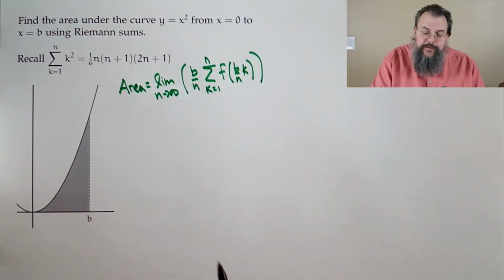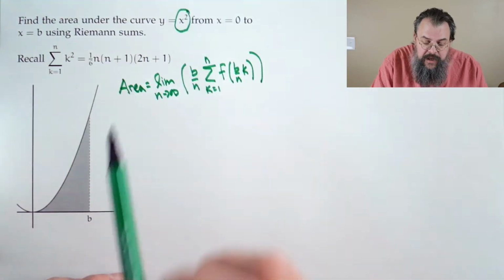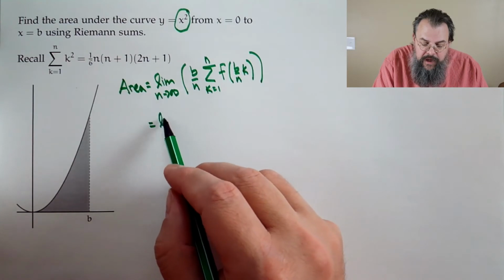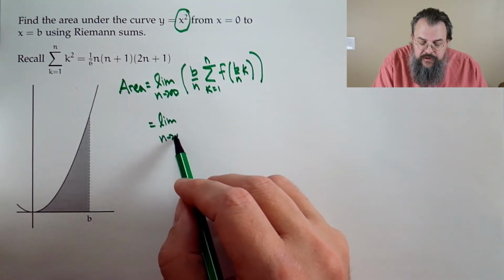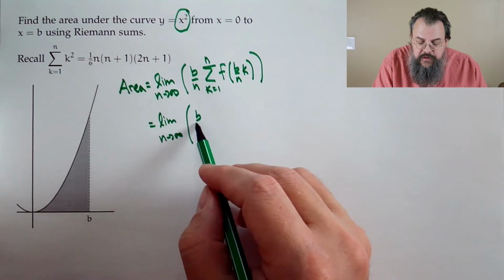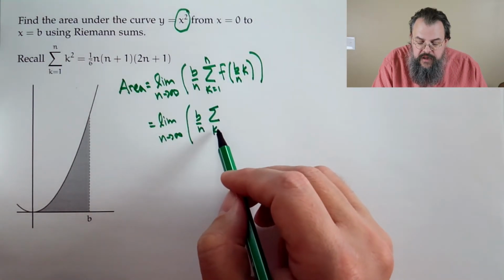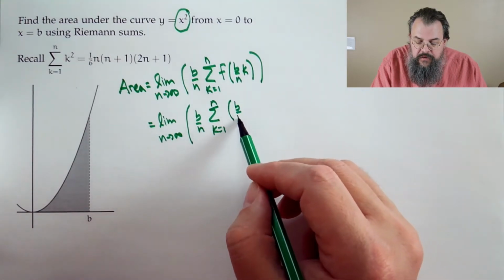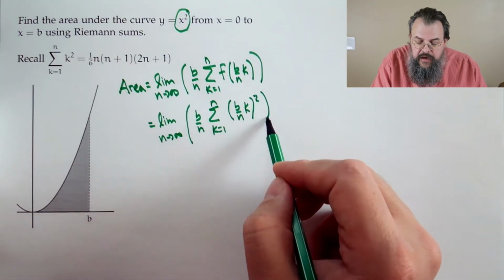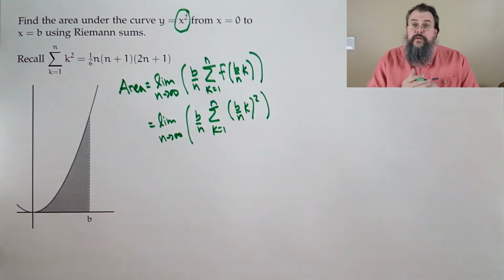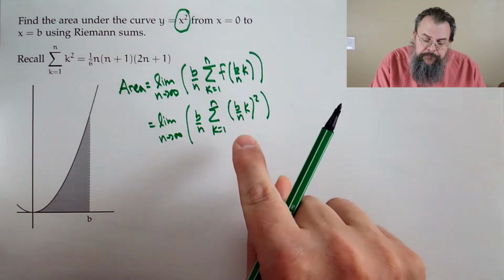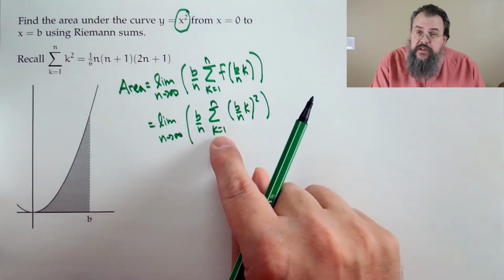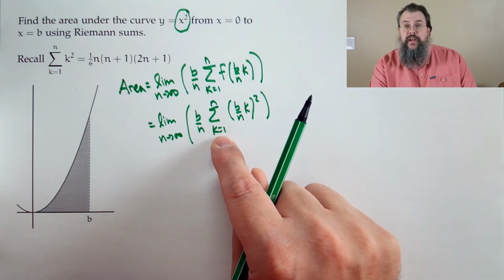All right, where our function is x squared. Well, all right, so we apply our function. Limit as n goes to infinity of b over n, and then there's a sum, k equals 1 to n, and here we square this, b over n times k squared. And now, let's do similar to the last thing: the k has to stay inside the sum, because this k changes. Anything which changes has to stay inside.